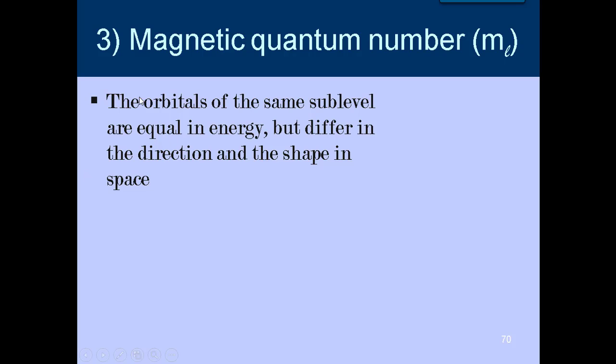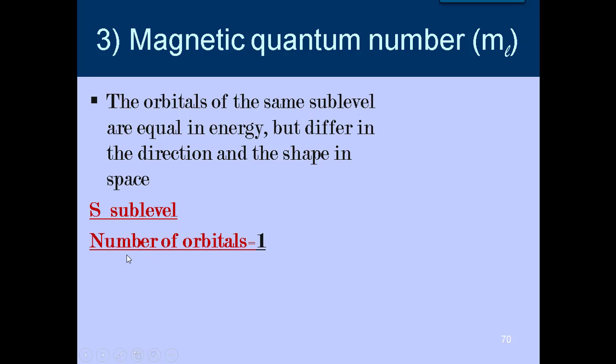We have to know that the orbitals of the same sublevels are equal in energy but differ in the direction and the shape in the space. So the orbitals of P sublevel, for example, are equal in energy but their direction or their orientation in the space vary. Let's start with the shape of the first sublevel, which is S sublevel.